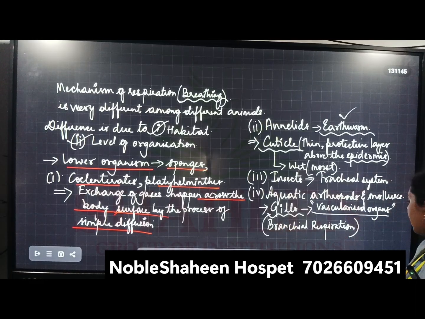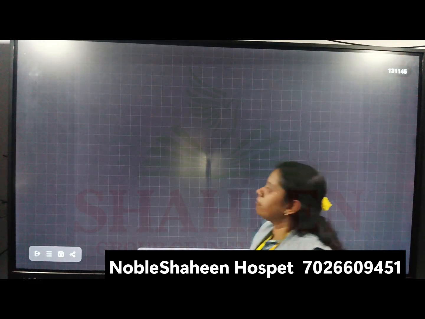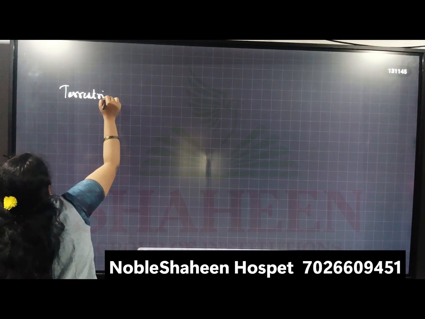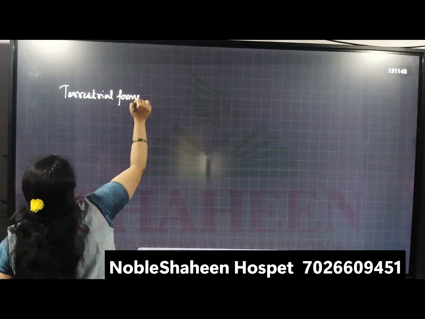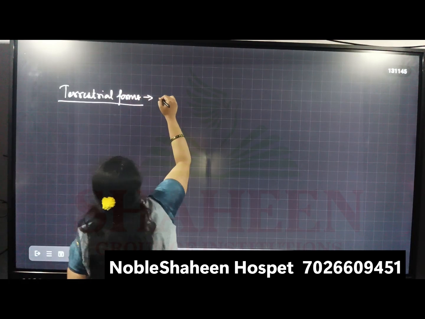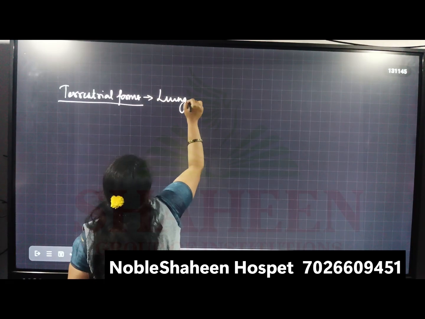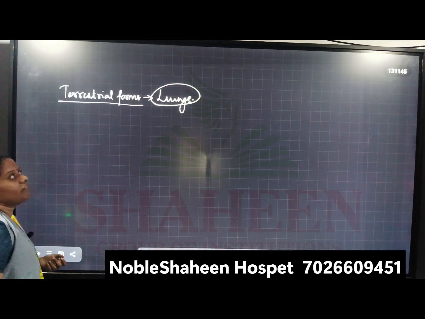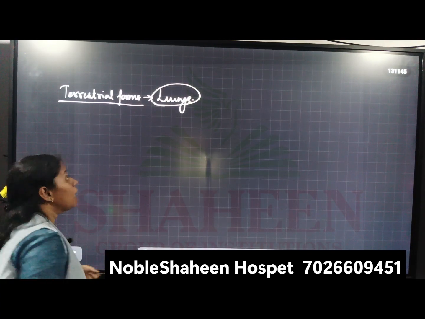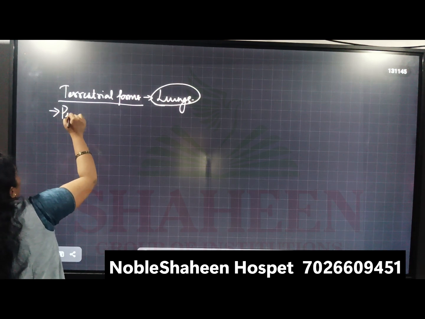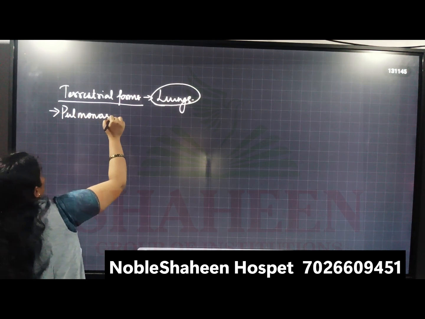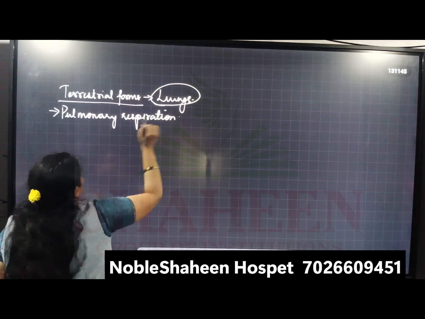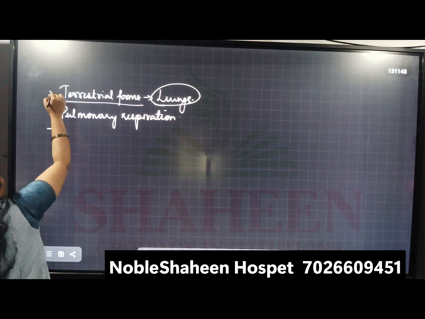Okay. Next, coming on to the terrestrial forms. So in the case of terrestrial forms, they breathe with the help of another vascularized organ called as lungs. So the respiration which takes place with the help of lung is called as pulmonary respiration. It's called as pulmonary respiration.